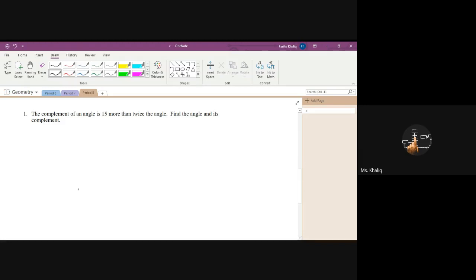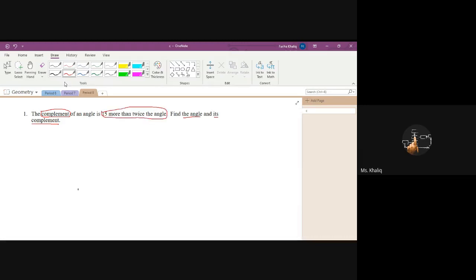So let's start by annotating. I am going to underline what it is that I'm looking for. So I'm looking for the angle and its complement. So it seems that I need two pieces of information. Then what is given to me? I'm given the complement of an angle is 15 more than twice the angle. So I'm given this piece of information and let's try to do something with it.